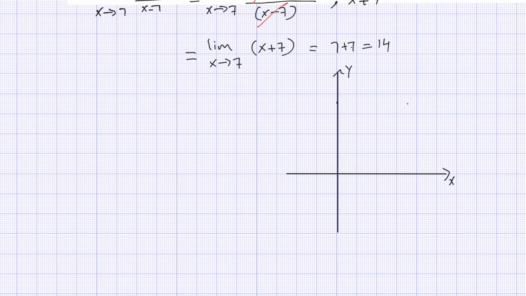Observe from the graph of the function x squared minus 49 divided by x minus 7. The graph is a linear function with a hole at x equals 7. Now, as x approaches 7 from both directions, the value of the function is approaching a value equal to 14.